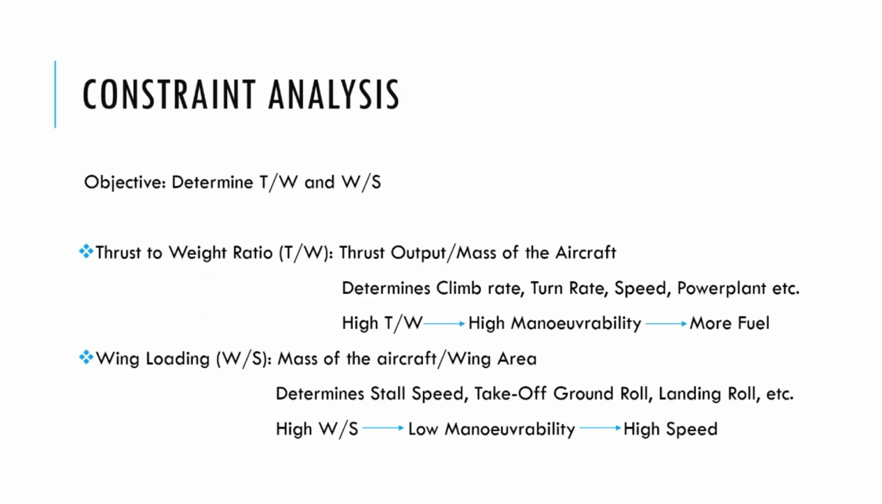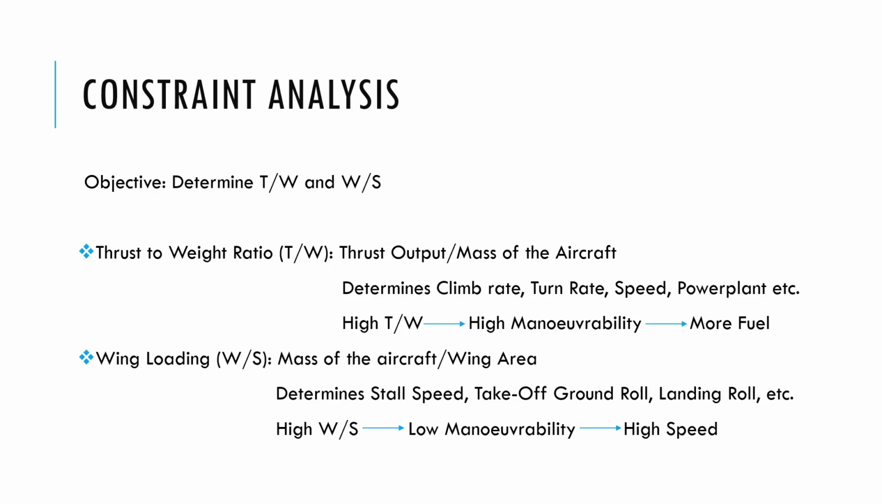Now, the next step in conceptual design is constraint analysis, where we determine the thrust to weight ratio and the wing loading. Okay. Now, thrust to weight ratio represents the output of the thrust divided by the mass of the aircraft. This affects a few parameters like climb rate, turn rate, speed, power plant, etc. When you have high thrust to weight ratio, you have higher maneuverability also, because you can get larger thrust for a given weight. Wing loading is mass of the aircraft divided by the wing area, wing reference area.